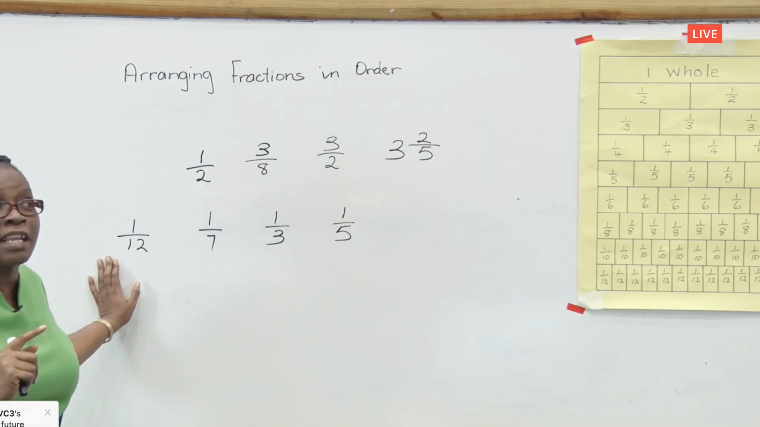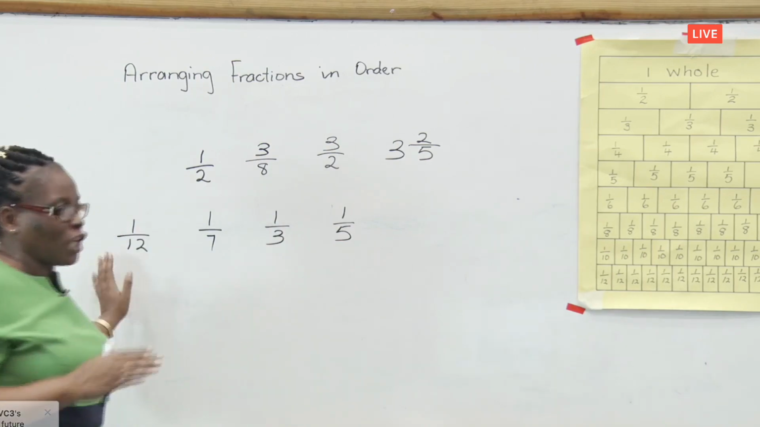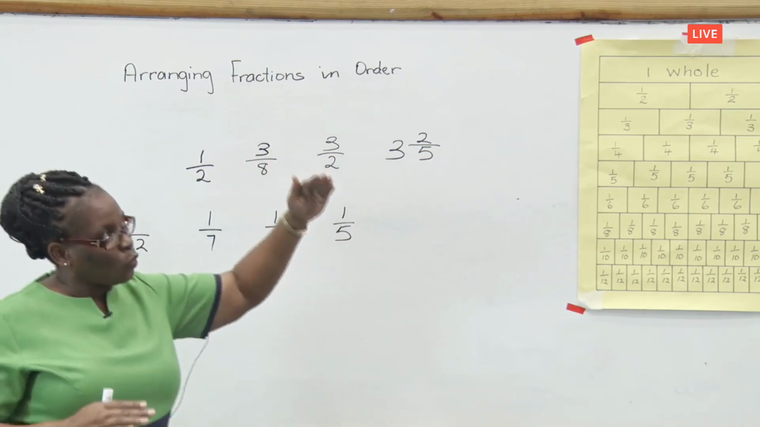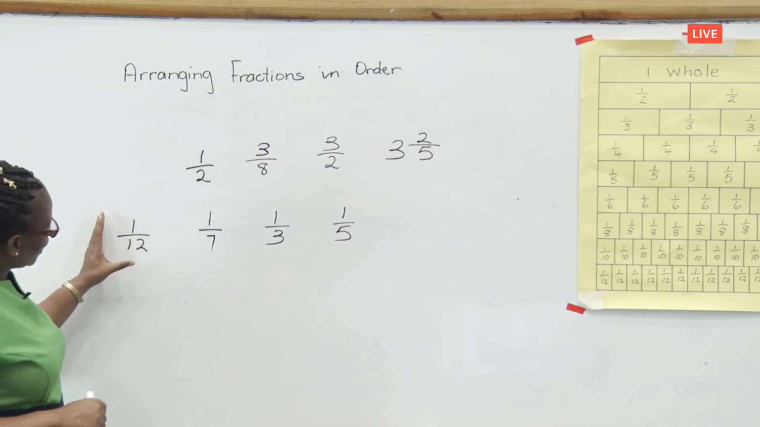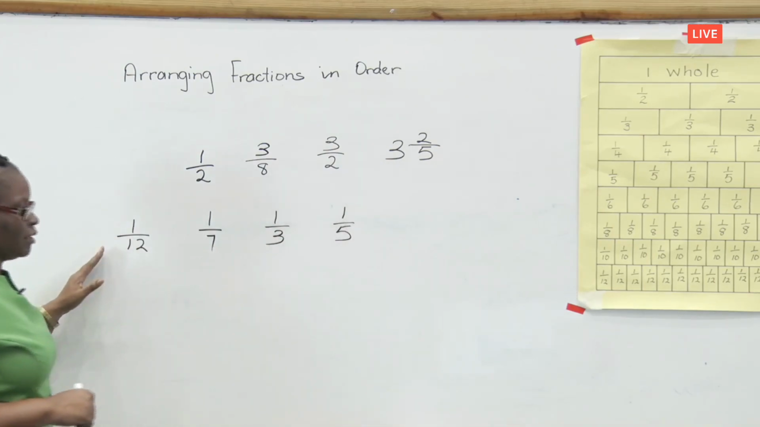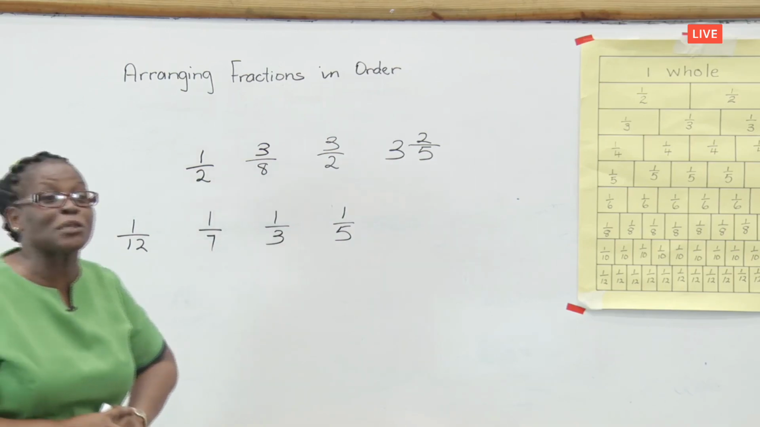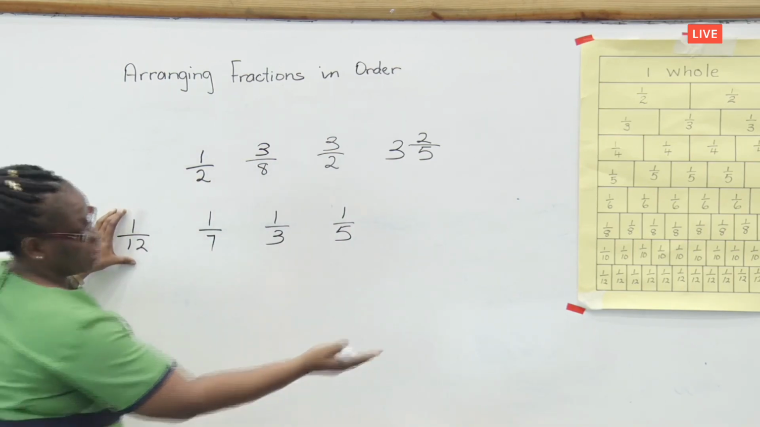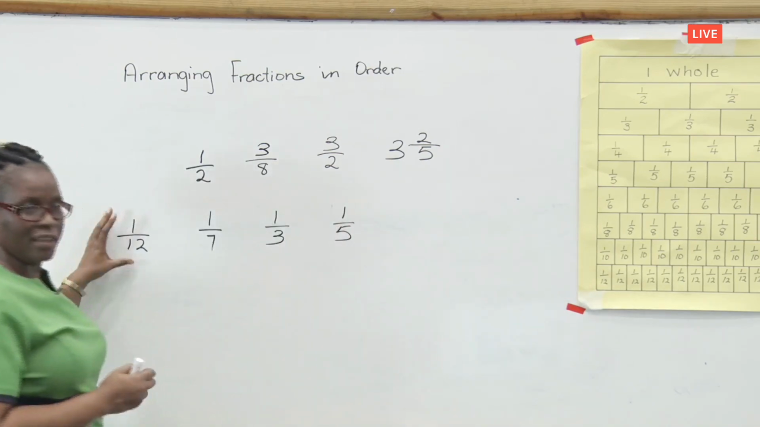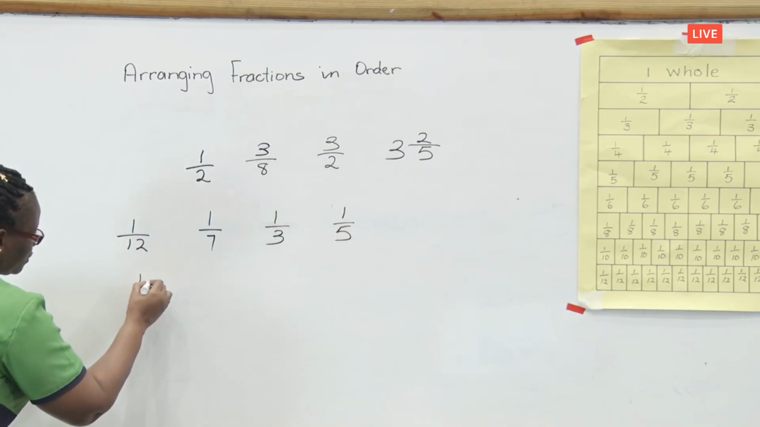What does ascending begin with? A. So we are going above. We are stepping from the bottom, going up. So we are going bigger. Let's look at these fractions. Which will be the smallest one? Yes, 1/12. We already discovered that.